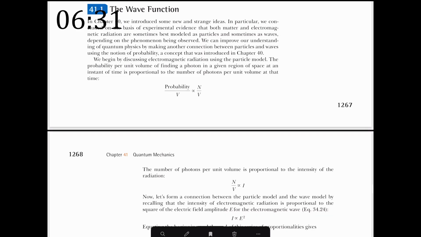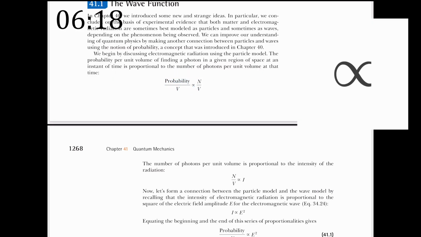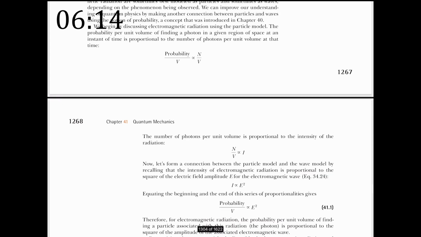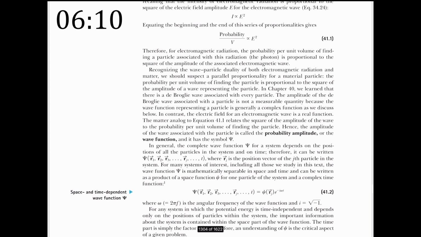Let's take a look at this equation here. Probability divided by V. This tiny symbol in the middle, I'm trying to select it, but I can't. This little tiny symbol right there means proportional to. So what does that mean? We're talking about probability. We're talking about the wave function. What does this mean? Let's keep looking down here.